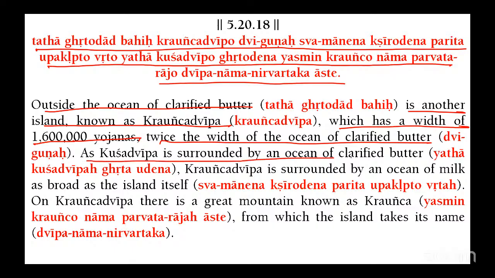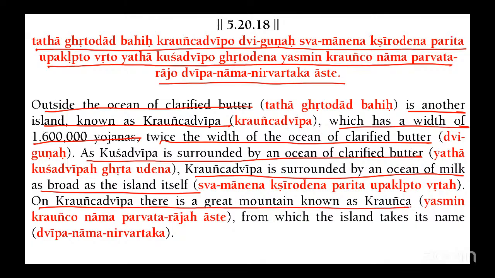As Kushadvip is surrounded by an ocean of clarified butter, Kraunchadvip is surrounded by an ocean of milk as broad as the island itself. On Kraunchadvip, there is a great mountain known as Krauncha, from which the island takes its name. So just like others are known by a tree or kusha grass, in Jambudvip there is a Jambu tree. In Plakshadvip there is a Plaksha tree.